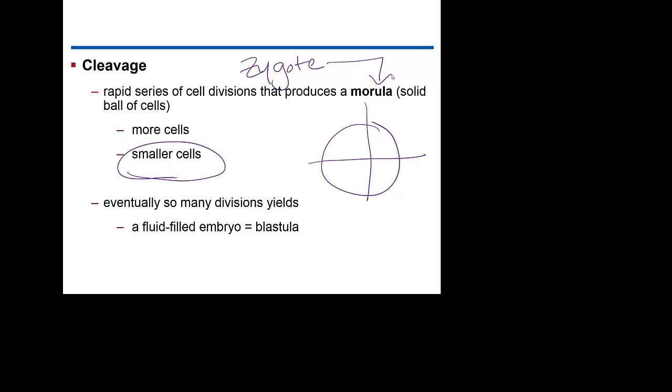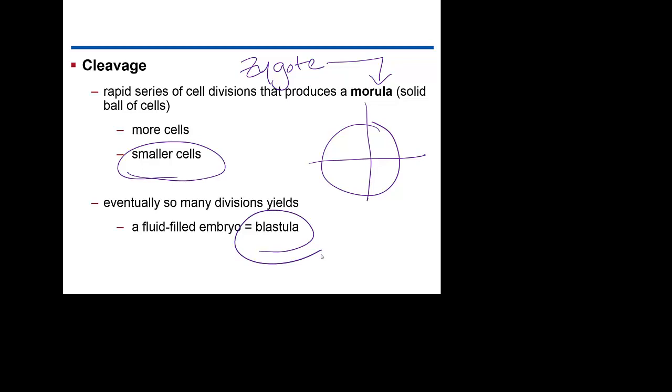Eventually, we're going to divide that cell enough. We're going to have so many cells that that property that we know as cell adhesion will no longer come into play. Cell adhesion means cells want to stick together. They want to be close to one another. But when you divide these cells so rapidly, they eventually are going to pull apart and form what we call a blastula.